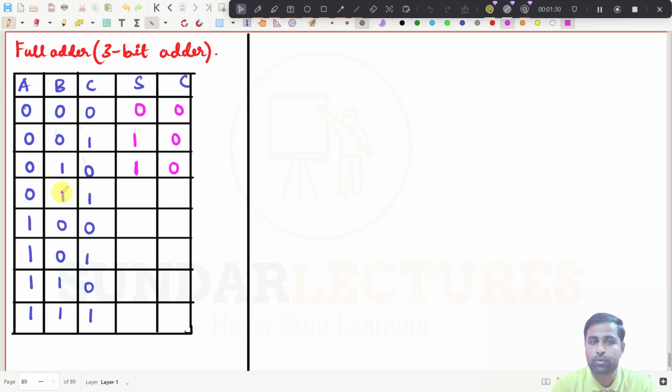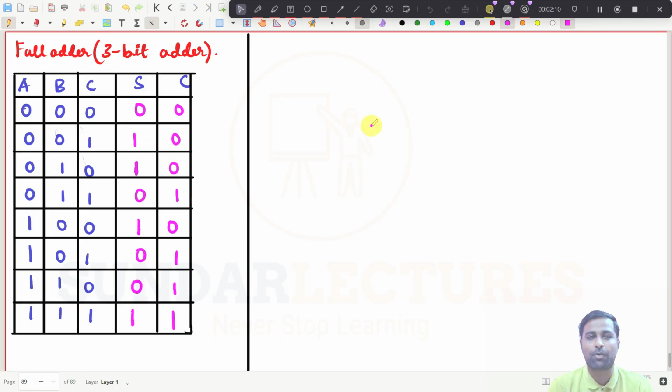See here, 0 plus 1 is 1, 1 plus 1 is 10 now. So 10 means sum is 0, carry is 1. And 1 plus 0 is 1, and then it is also 1, so carry is 0. 1 plus 0 is 1, 1 plus 1 is 10, so sum is 0, carry is 1. 1 plus 1 is 10, 10 plus 0 is still 10, so sum is 0, carry is 1. And 1 plus 1 is 10, 10 plus 1 is 11 now. Try to understand binary value. So sum is 1, carry is also 1. Now this is the equation for sum and the carry, right?